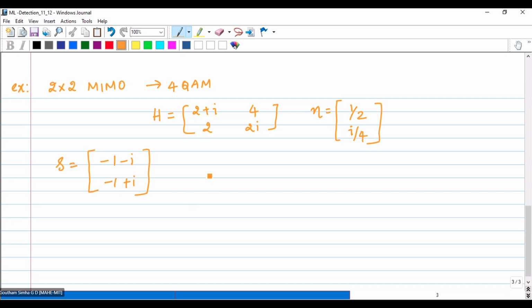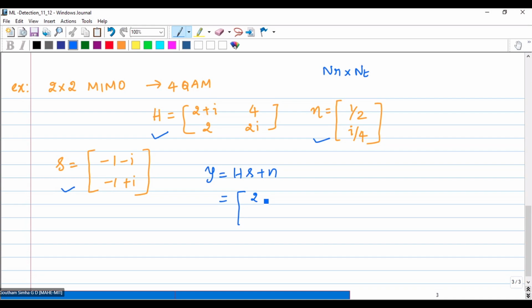Now, what does it have to do with our detection scheme? How does my ML work? ML works in this fashion. Let's say this is your channel gain, and this is the noise component which is getting added. This is my S. I will write everything in terms of NR cross NT, not NT cross NR. Okay, Y is equal to HS plus N. In this fashion, I will write.